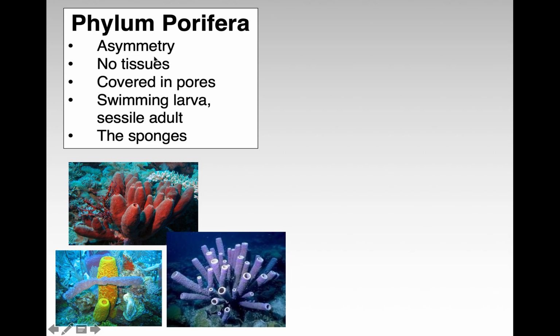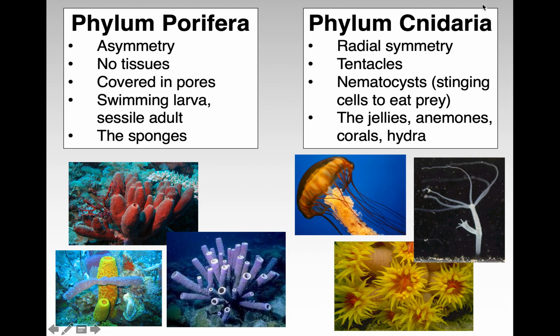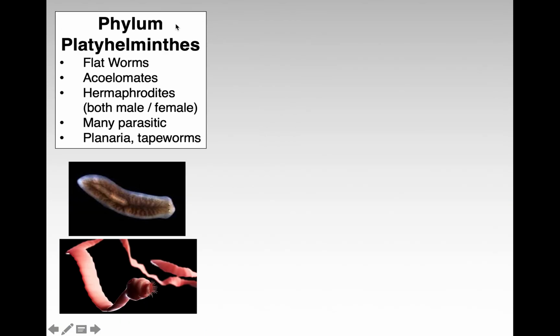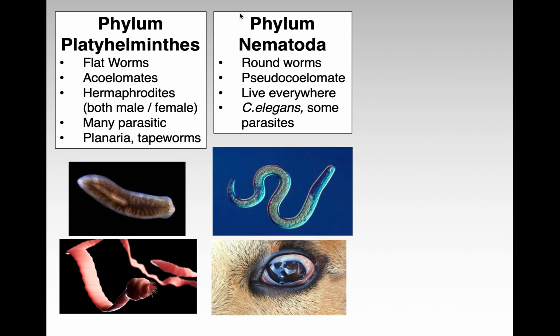First, Porifera: no tissues, no symmetry, the most simple. Cnidaria are radially symmetric. They have tentacles with stinging cells called nematocysts. Platyhelminthes are the flatworms. They are acoelomates, and really kind of a transition because they are hermaphrodites and mostly parasitic. The nematodes are roundworms. They're also primarily hermaphroditic, meaning they have both male and female sexes, and they have a pseudocoelom.